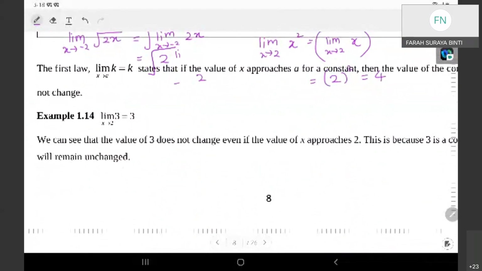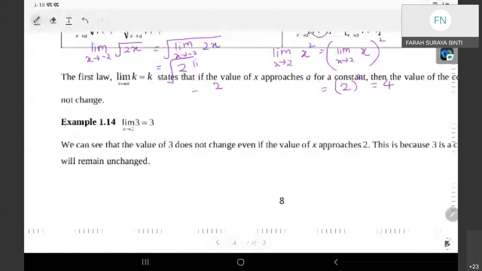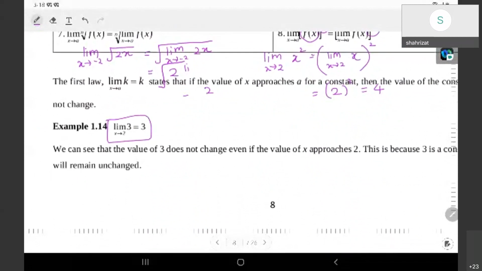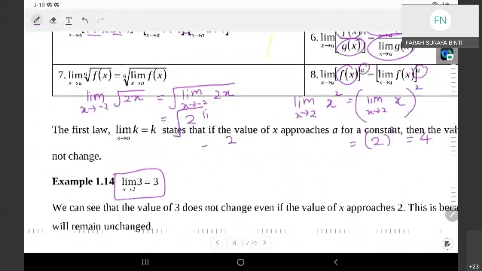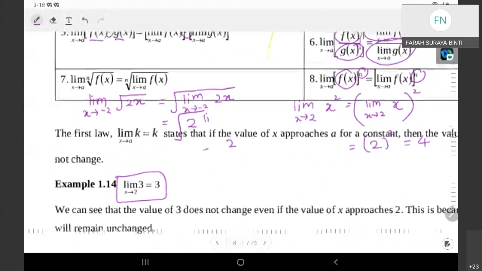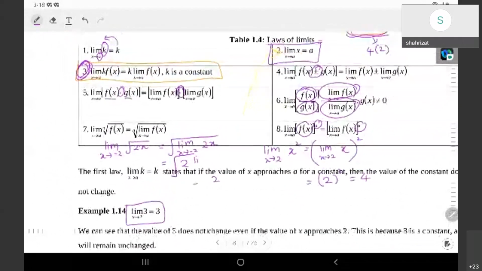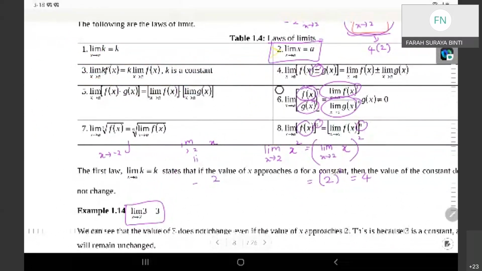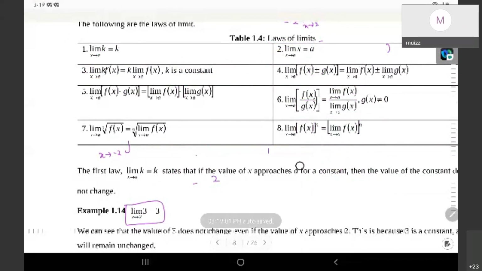Okay, example kat sini. Limit x approach to, function dia 3, it is equal to 3. Ini dia guna limit number berapa? Limit nombor berapa ni untuk soalan example 1.4? 1. Oh, 1, betul. Okay, betul.